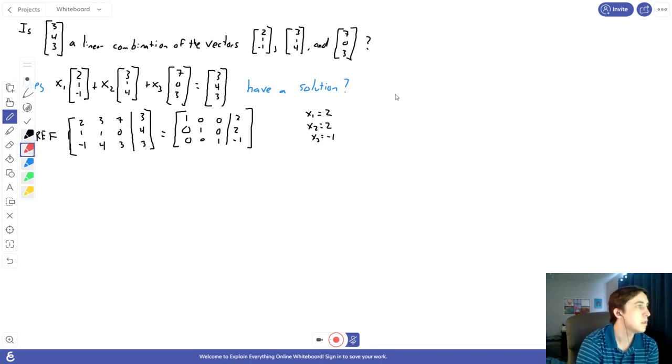This means the answer to our question in blue here is yes, this system does have a solution. So yes, this vector (3, 4, 3) is a linear combination of those other three vectors. In particular, it's 2 times the first one plus 2 times the second one plus -1 times the third one.